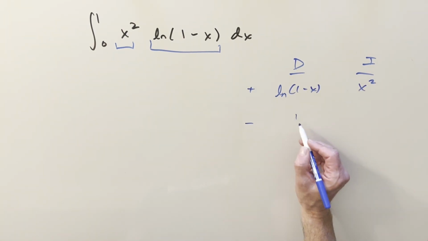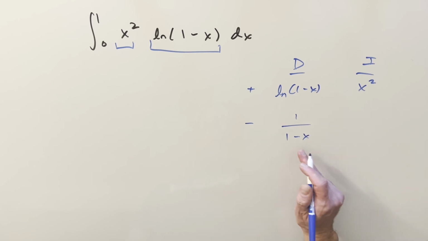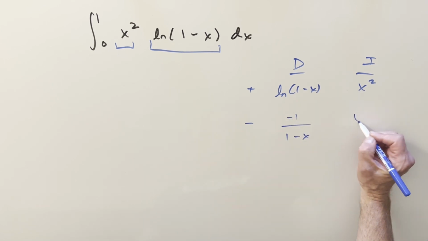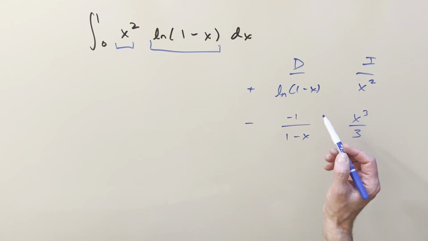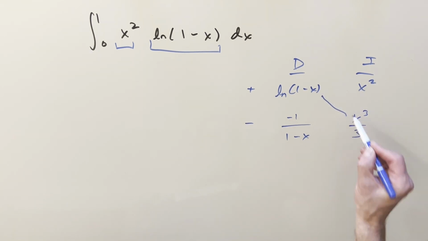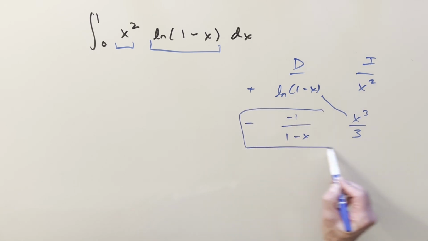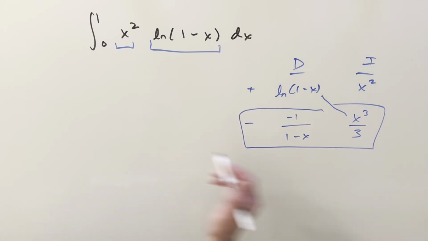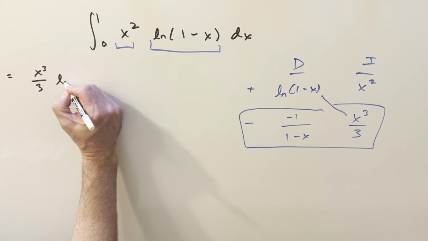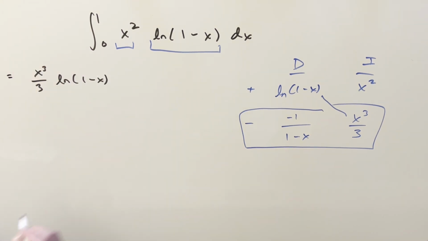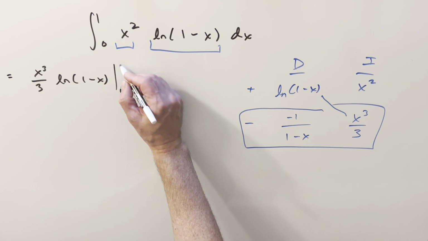Differentiating this, we're going to get 1 over 1 minus x. Then with chain rule, a minus sign pops out here. Integrating x squared, we have just x cubed over 3. So we'll end up with part of our solution on the diagonal, and then we'll just need to integrate this row here. So for the diagonal, what we're going to have is x cubed over 3 natural log 1 minus x, and we need to evaluate from 0 to 1.